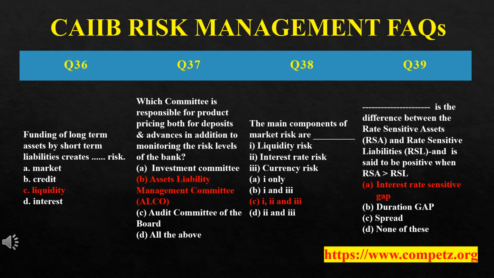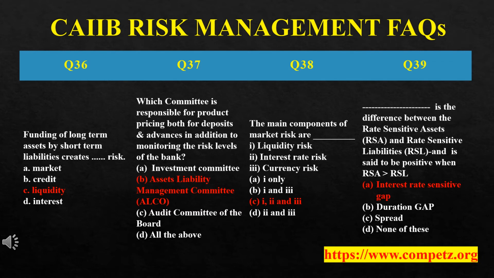Moving back to the last question of this slide. Dash is the difference between the RSA and RSL. See, what is RSA? Rate sensitive assets. RSL, rate sensitive liabilities. So, dash is the difference between the rate sensitive assets and rate sensitive liabilities, and is said to be positive when RSA is greater than RSL. There are 4 options given. So, the answer is the first one.